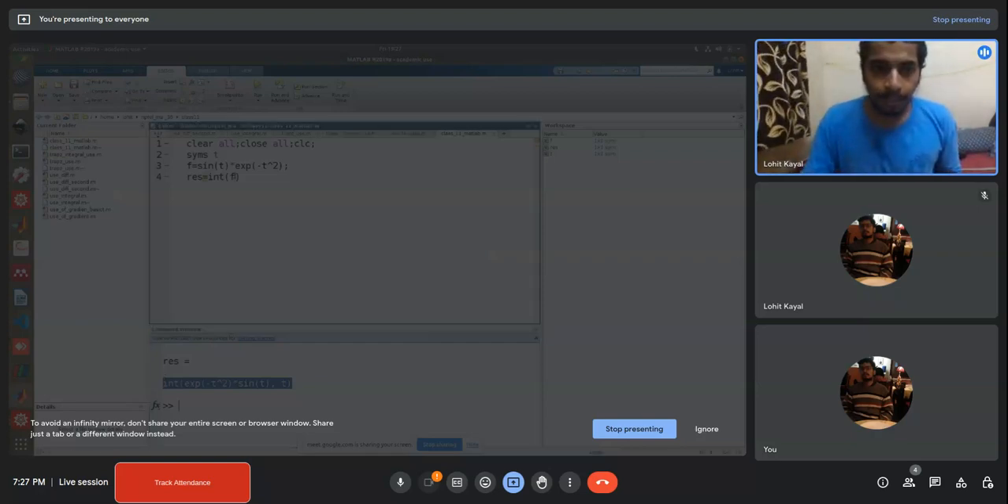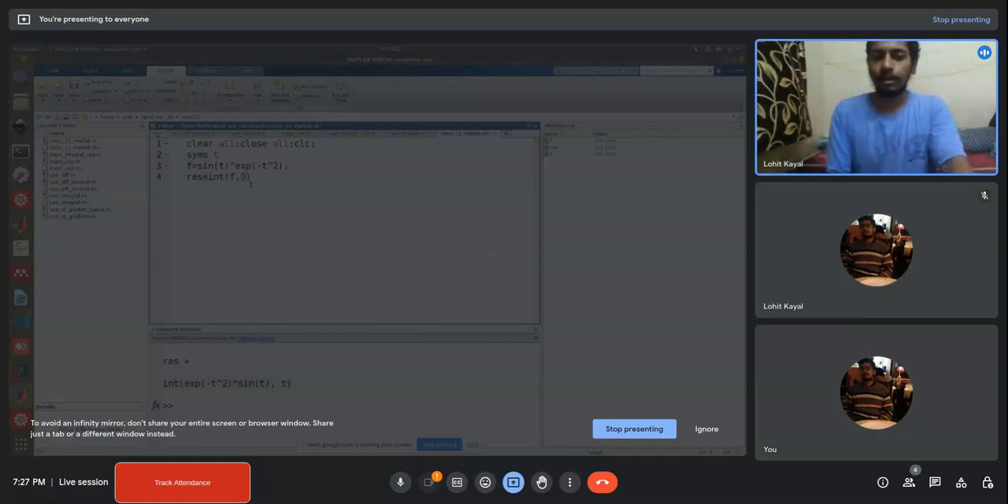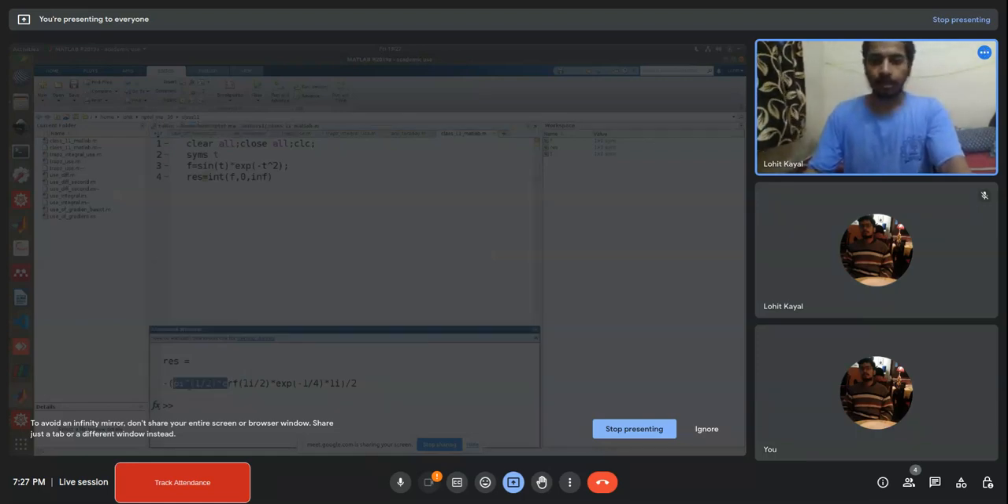Now if I provide a limit, maybe one limit is 0, another limit is inf, infinity. Inf means infinity. You can write it for the symbolic integration, and it will give you a very large number. And yeah, it is giving you some result. This pi to the power 1 by 2 and ERF, the error function, is some complicated expression. Now what is the value of this?